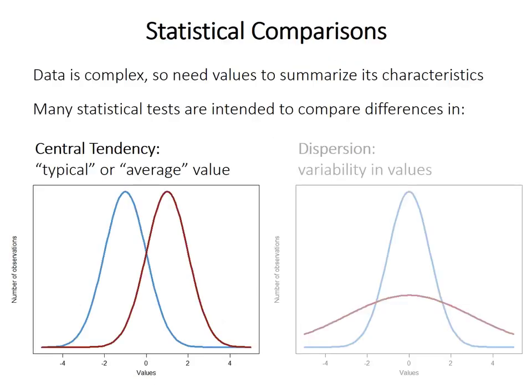Any set of data that you have is going to contain many individual observations, so it's important to have some kind of value to summarize the characteristics of that data. Most statistical tests, like the ones we'll discuss throughout this class, are designed to compare differences in these summary values. The two most important ways of summarizing data are the central tendency, which is the typical or average value of data in a data set, and the focus of this video, and the other is the dispersion, which is the variability in values in a data set, and the focus of the next video in this series.